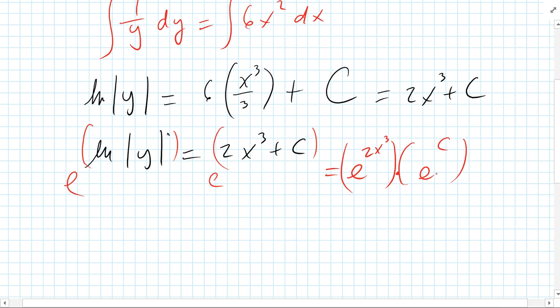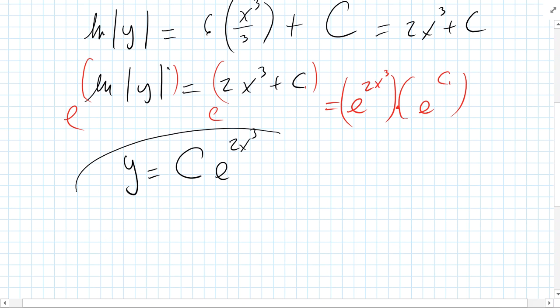Is that just a number? Is e to a number just a number? So if we call this coefficient 1, then this whole thing is just big C. So what do I end up with? Is this going to undo? And I'm going to get y equals C e to the 2x cubed.